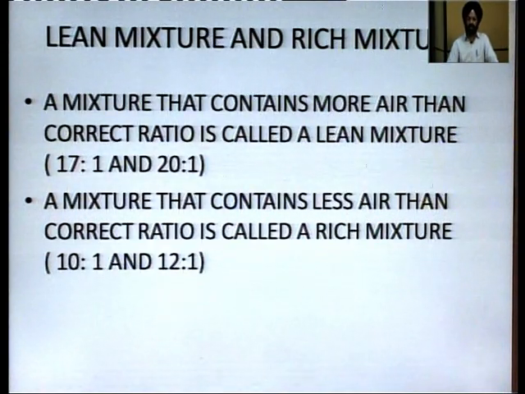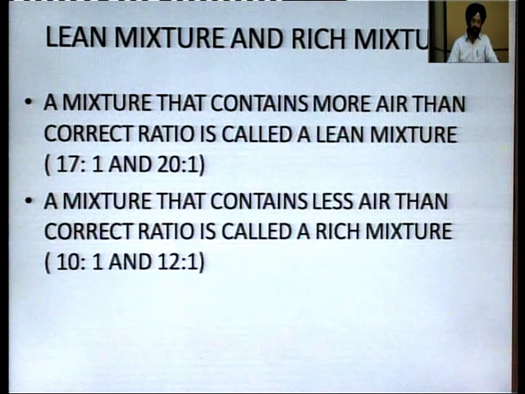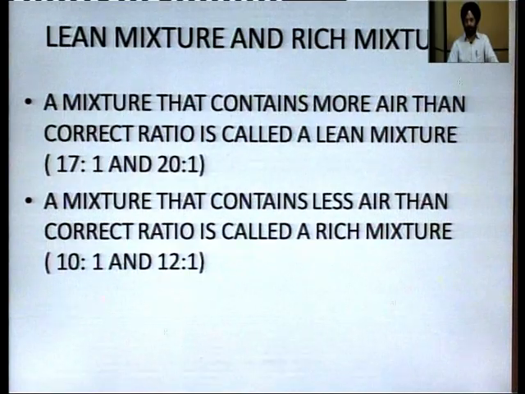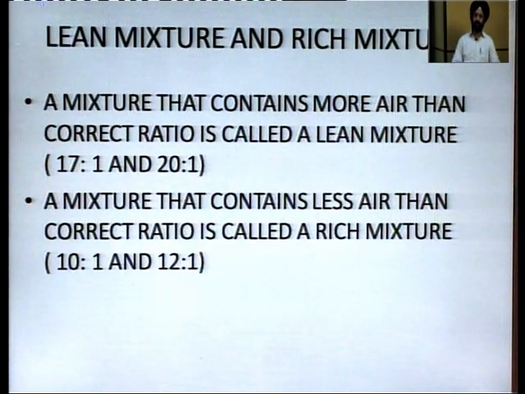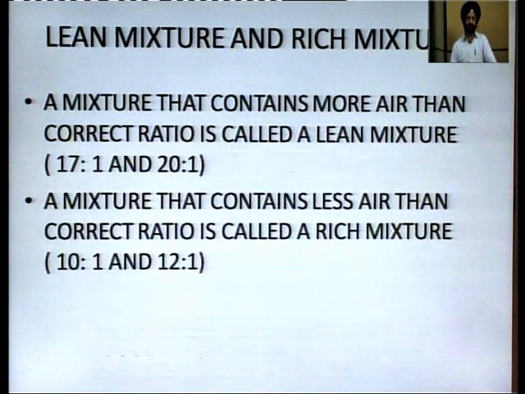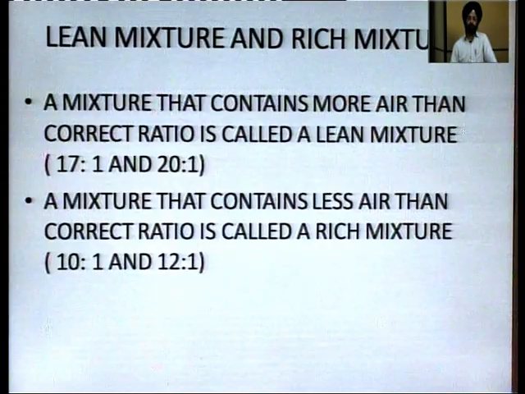A mixture that contains less air than the correct ratio is called a rich mixture, 10 to 1, 12 to 1. Less than this, again the air will not be there to burn the petrol and the flame will not propagate; it will extinguish. It will extinguish if the air is in a ratio less than 10 to 1. So we have to work in these ranges, between the chemically correct mixture, lean mixture and rich mixture.